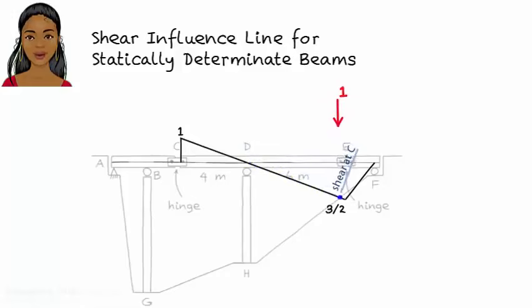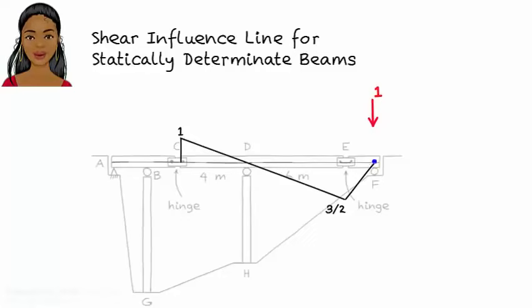When the unit load reaches E, shear at C reaches its maximum value, 3/2. Once the moving load crosses over point E, the shear force starts to increase, from negative toward 0, until it reaches 0 when the unit load reaches point F.